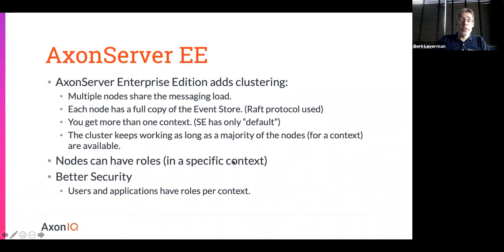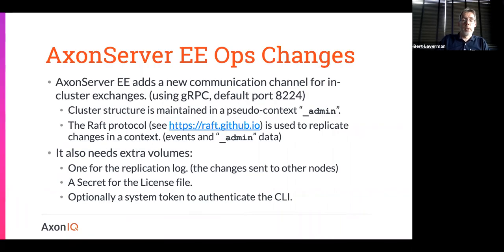In a specific context, nodes can have a role. So we can have different roles for nodes. And we also have a lot more information about security. Users and applications can have roles. On the operations side, what changes is that we now have an extra port, the port 8224, which is also used with gRPC and which is used by the nodes to communicate between each other. They use a pseudo context called _admin with an underscore, which is the context where the cluster structure is maintained.